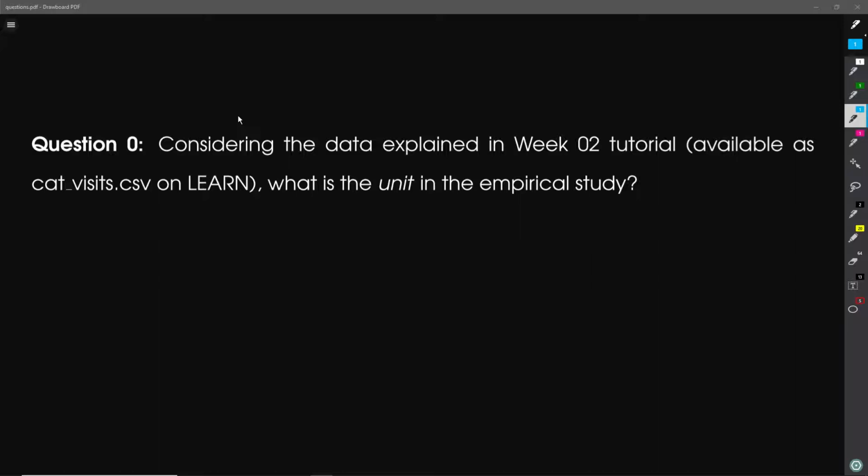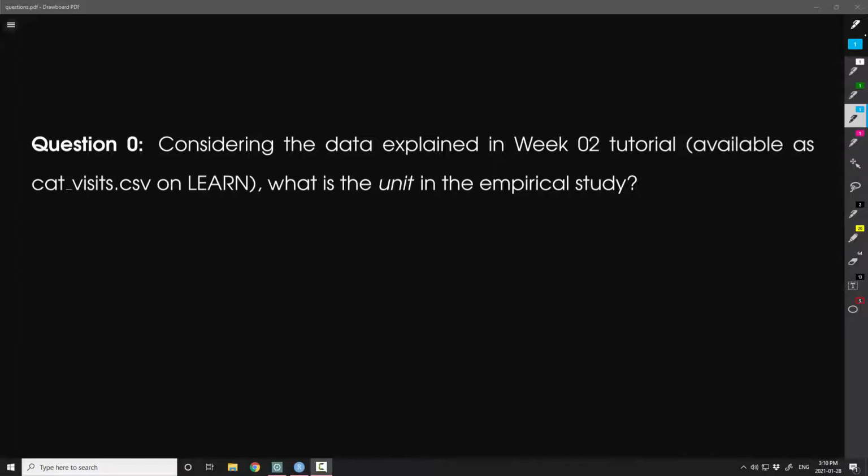Okay, so let's take a look at some example questions. Now this question that I have up in front of me here, question 0 as it's labeled, asks you to consider the data that I explained last week in tutorial for week 2, and that's available as catvisits.csv on Learn, and it asks what's the unit in this empirical study.